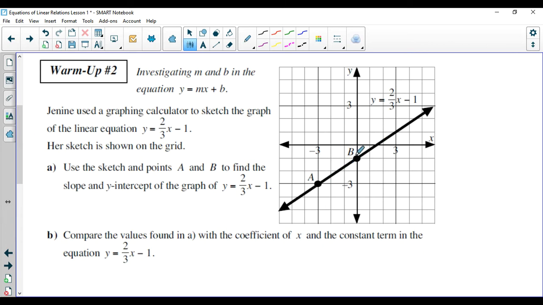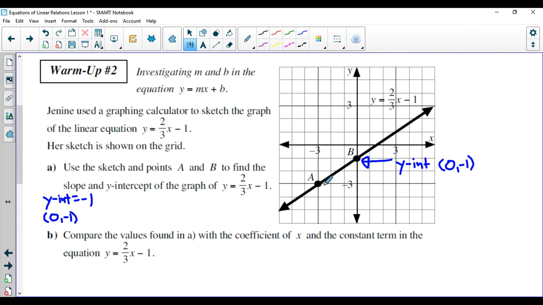Now, if you just look at the graph here, you can see what the y-intercept is. The y-intercept is point B. Your y-intercept is where the line would actually hit the y-axis. So that would have coordinates of 0 and -1. So here I could say my y-intercept is equal to -1, or if you want to write it down as an ordered pair, you could write down (0, -1).